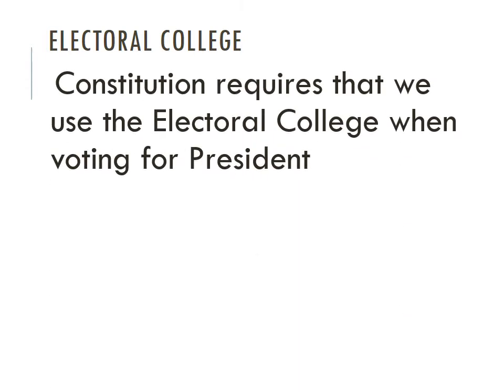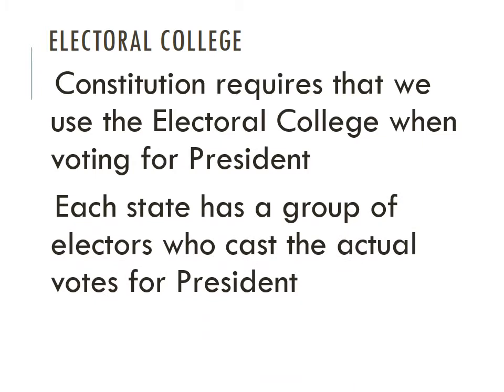So the Constitution requires that we have an electoral college and that we use that in order to determine who is the president. There have been presidents in the past who have lost the popular vote but won the electoral college vote, and so therefore they were the president. Every state gets at least 3 electors, and those people are going to be the people who cast the ballot for the president.